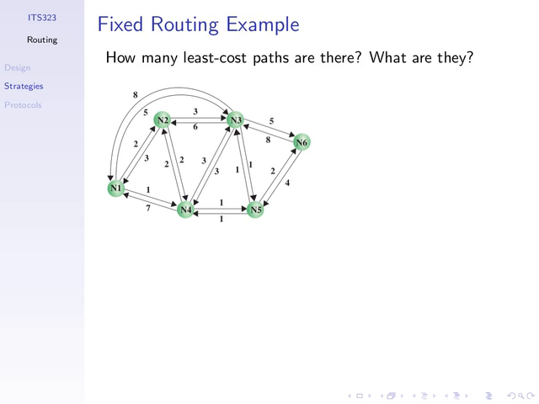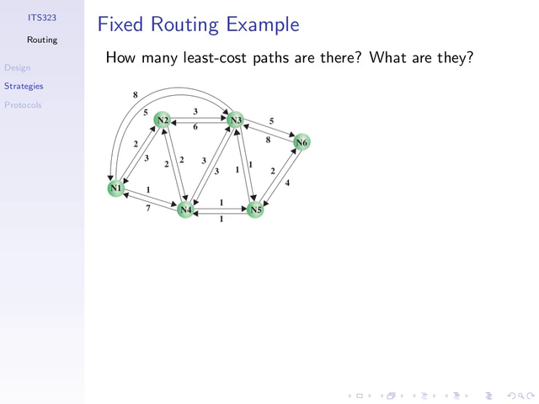Now, consider the first path, N1 to N6. We know the path. What's the least cost path from N4 to N6? In fact, we can ignore this because although it's correct, it's not the point right now that we need.